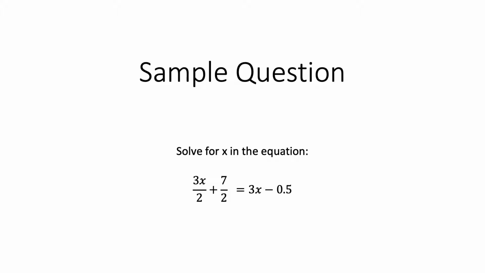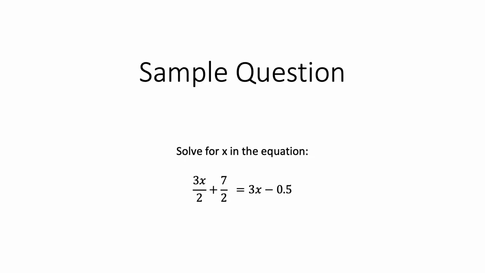There is a question that was sent to me by one of the students. The question was actually one of the problems that were given in the practice. So the question says, solve for x in the equation below. The equation is 3x over 2 plus 7 over 2 equals 3x minus 0.5. So they want us to find the value of x in that equation.